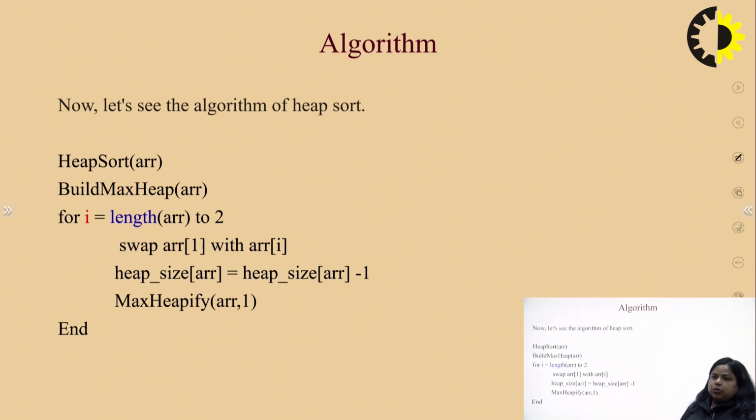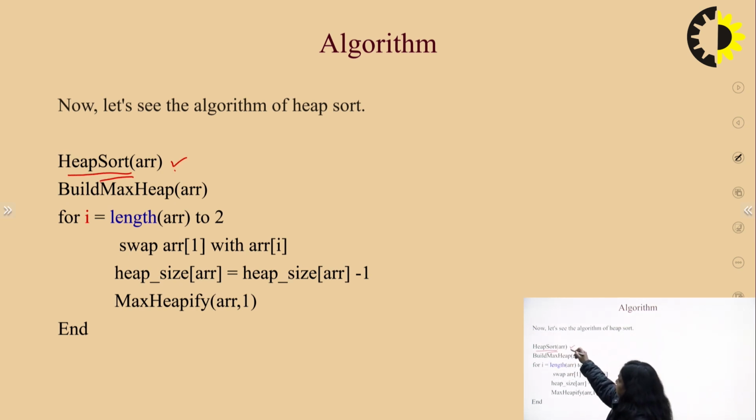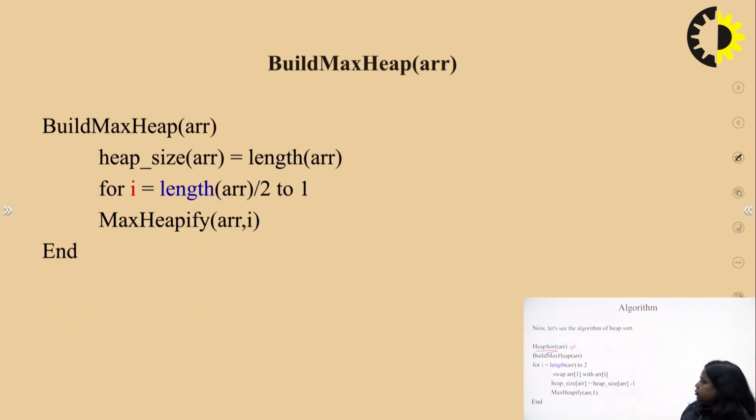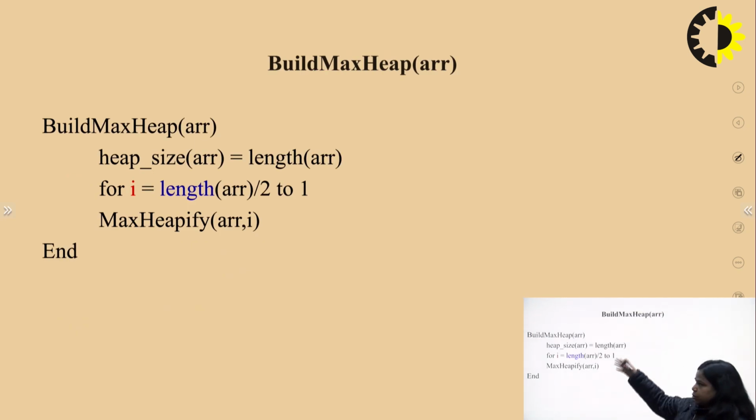When I'm talking about heap sort, first of all we have to understand how the algorithm works. This is the name of the function, heap sort, which we apply on the array. We have to create a function that is called build max heap. What do we mean by this function? This is the code for understanding how build max heap works. We'll explain it later.